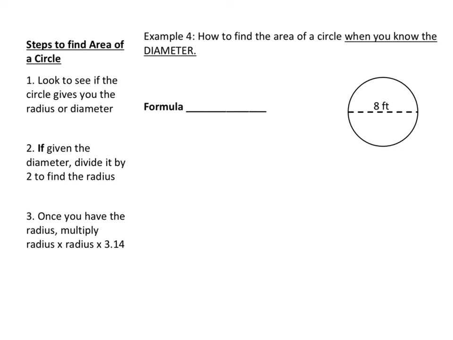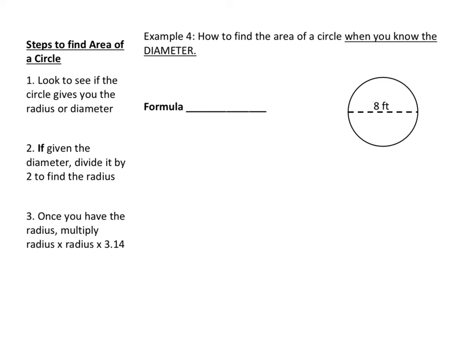And our last example, example 4, how to find the area of a circle when you know the diameter. Okay, so we know the diameter here, and that's all the way across the circle. And that's 8 foot. Okay, so let's go through our steps. Look to see if the circle gives you the radius or diameter. Okay, so we know it's diameter. If given the diameter, so we need to keep reading this, divide it by 2 to find the radius.